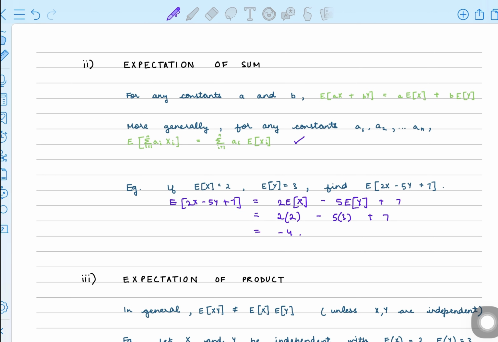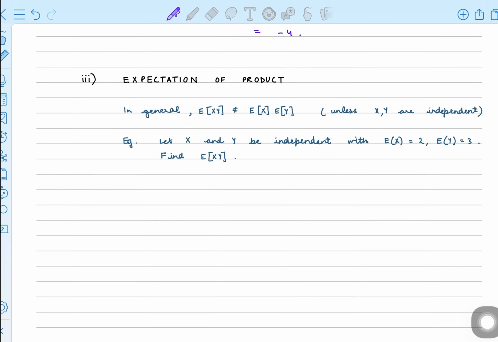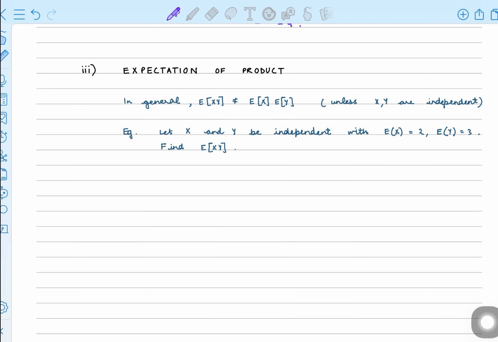Let's look at expectation of product. In general, the expectation of xy is not equal to the expectation of x times the expectation of y, unless these random variables are independent. If they are independent, we can write that the expectation of xy is equal to the expectation of x multiplied by the expectation of y. This gives us 2 times 3, which is equal to 6.